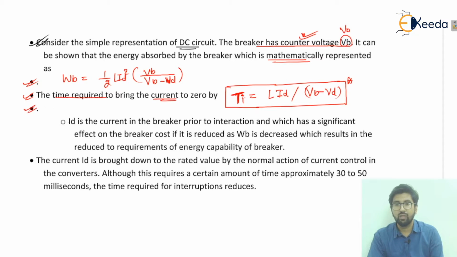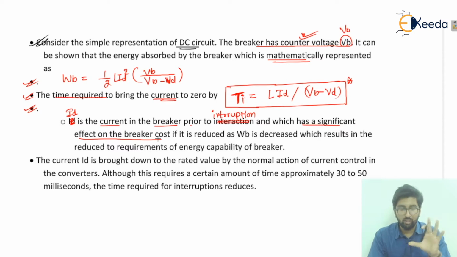Now this ID, the small d current, is the current in the breaker prior to the interruption, and it has a significant effect on the breaker cost. I think you can clearly relate to that. ID is the current in the breaker prior to the interruption.